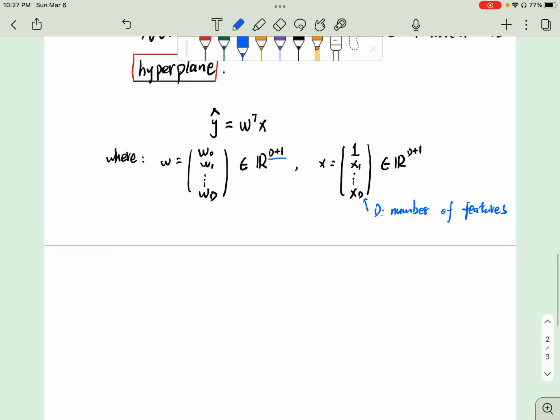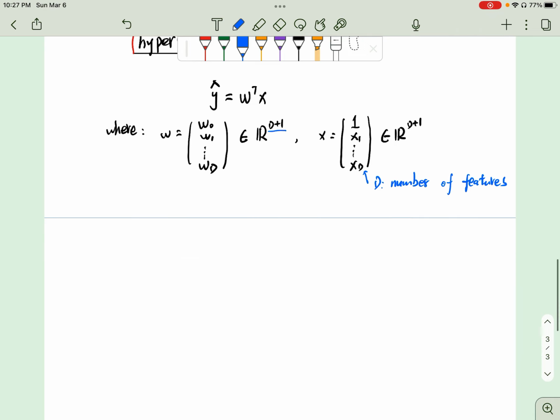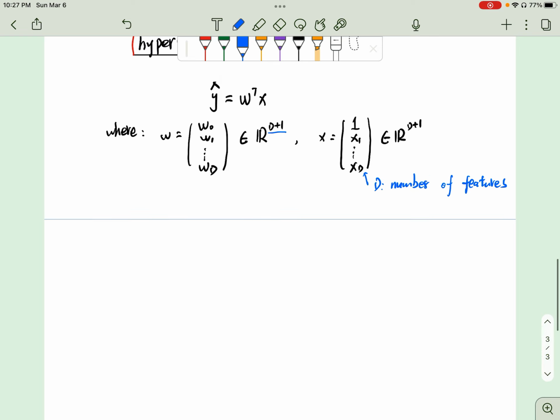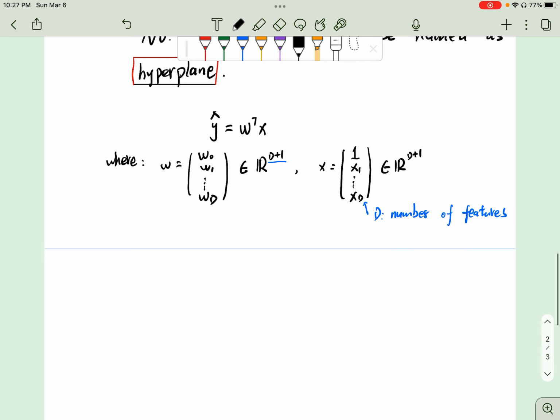Okay, so this is the basic linear regression problem. I said that linear regression is very basic, but it is also very important because it will lay a foundation for our neural network in the future.